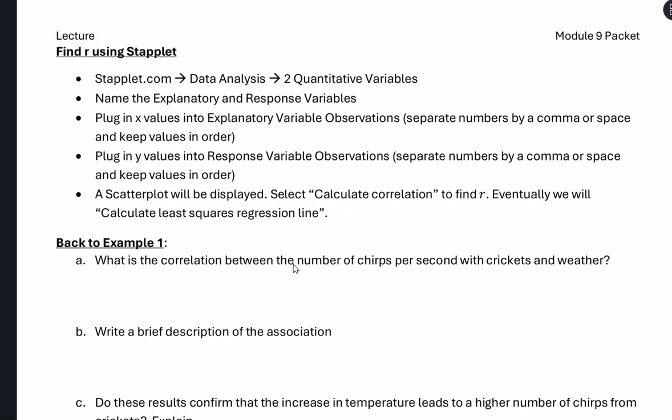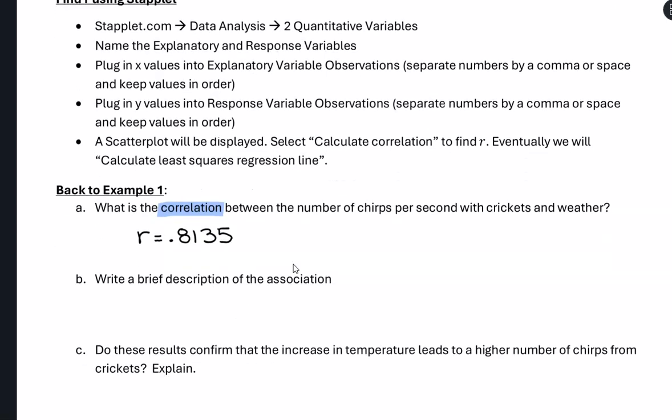So going back to temperature and chirps per second, what is the correlation between the number of chirps per second with crickets and weather? And with that, we got R equals 0.8135. So something to note here, how it's asking the question is just what is the correlation, and R is our value for correlation. All right, write a brief description of association.